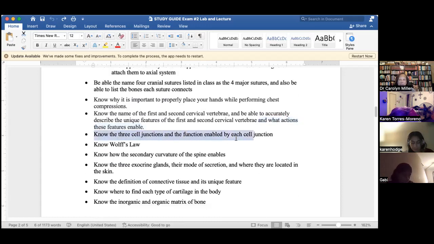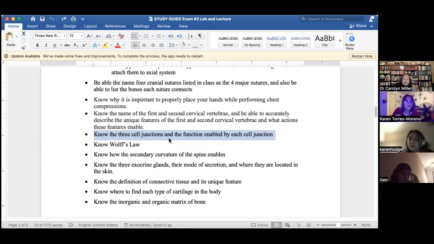Know the three cell junctions and the function enabled by each junction. We said desmosomes hold those skin cells together. And in the osseous tissue, we talked about the canaliculi, which are gap junctions, allowing waste to be removed and nutrients to enter and reach those bone cells. So you have the gap junctions, desmosomes, and the tight junctions. We'll talk more about those when we get to the nervous system.